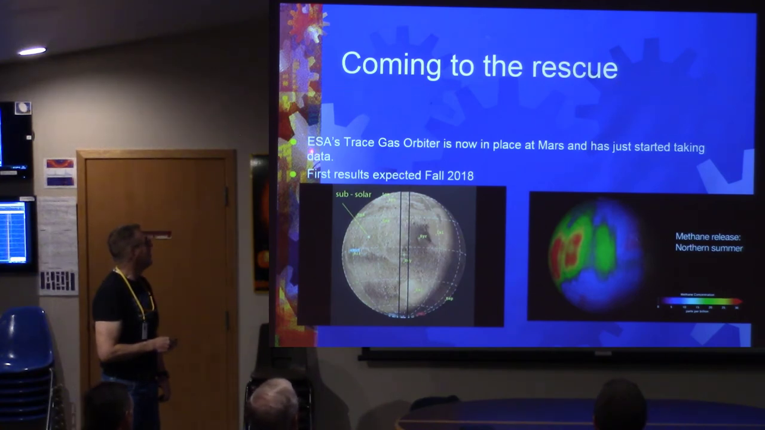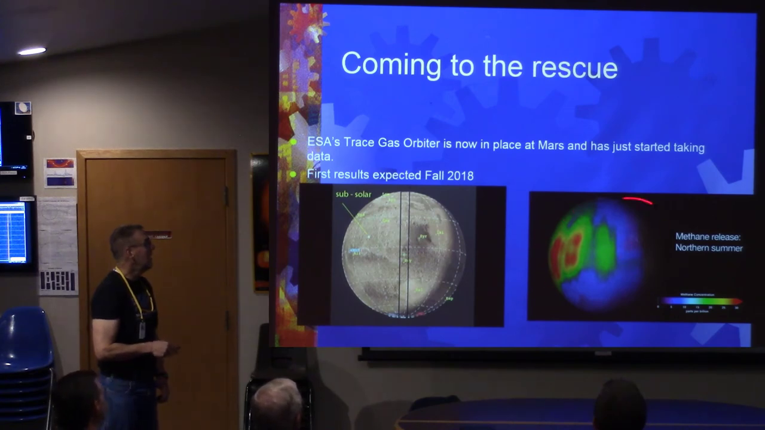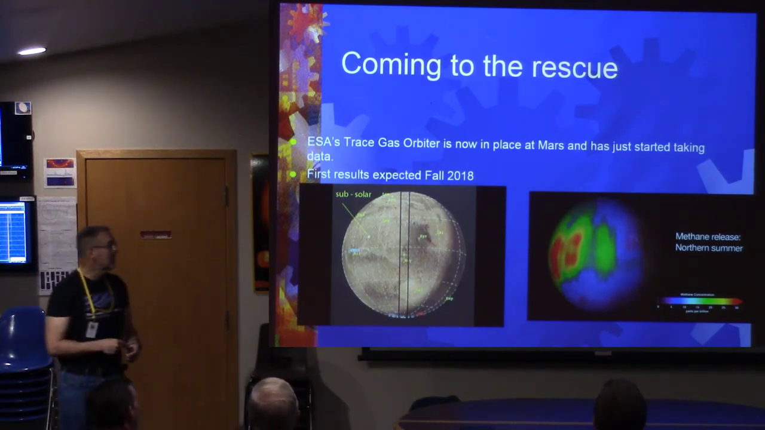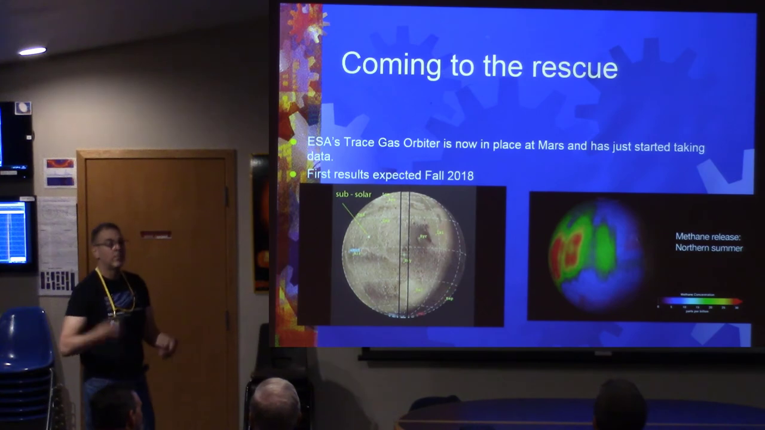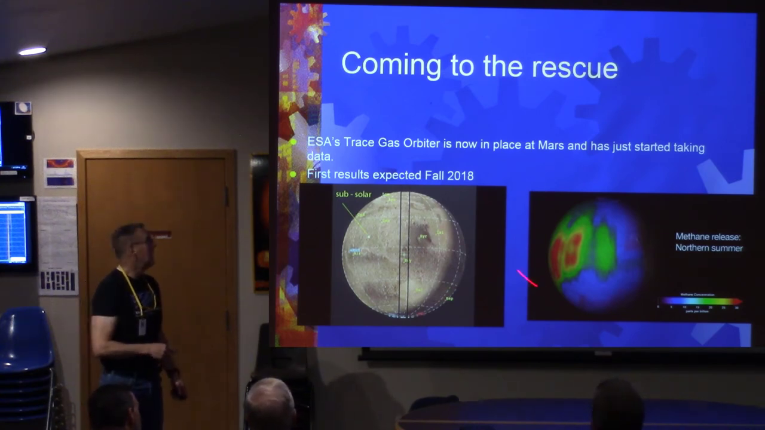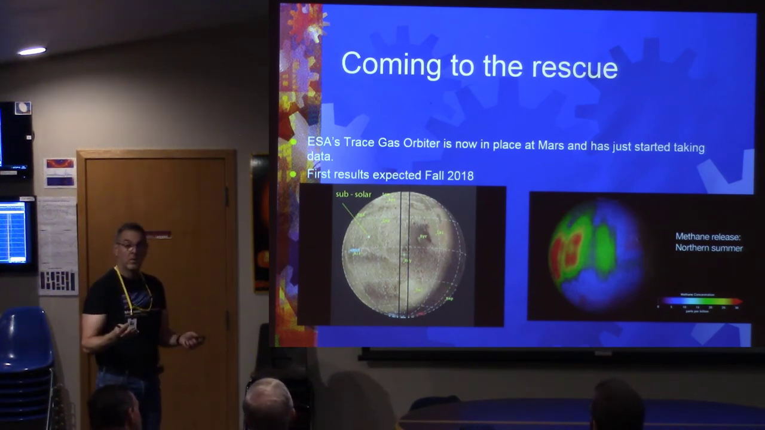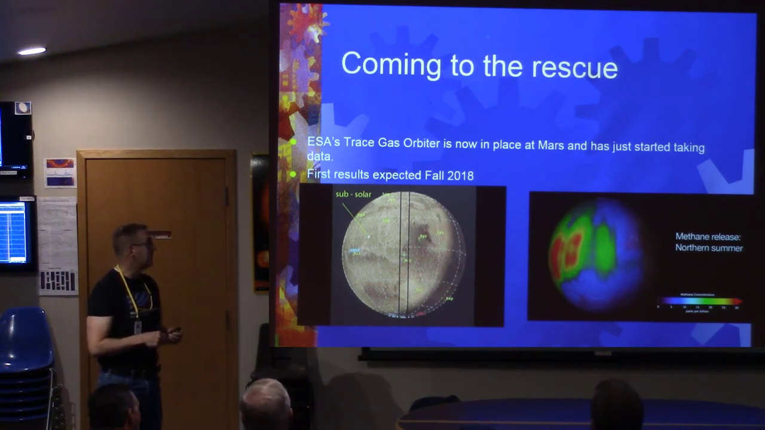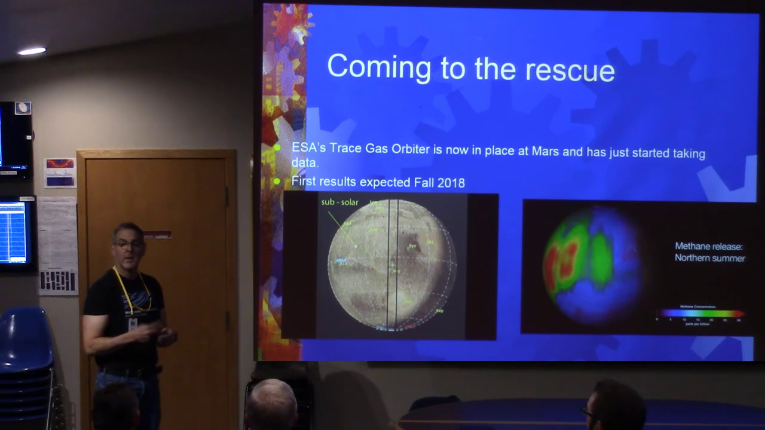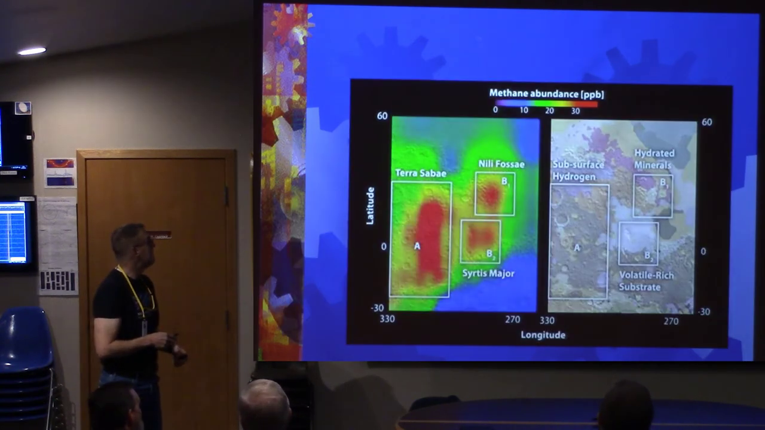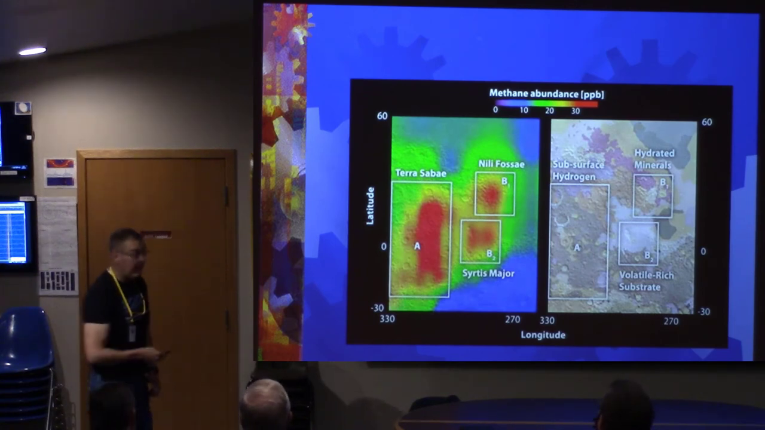So coming to the rescue, European Space Agency's Trace Gas Orbiter is in place and it's looking at the regions where methane is released and creating time-lapse movies of how it evolves. Methane breaks down pretty quickly in the ultraviolet light beating down on the planet every day. What does it break down to? Methane is CH4, so it's carbon dioxide and hydrogen. Yeah. Okay. More of what the atmosphere is already made of, yeah.